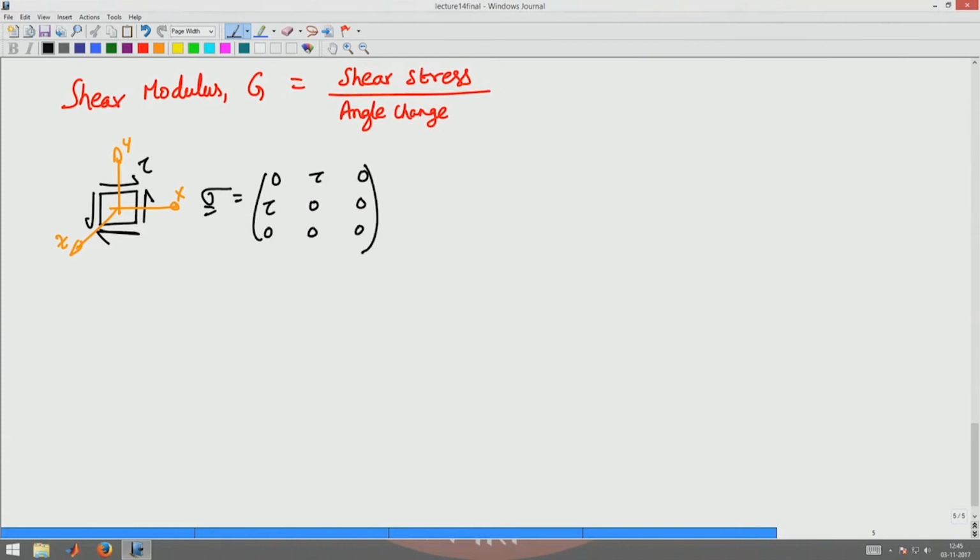Okay. Correspondingly, we want to find what the strain is from the constitutive relation. You observe that the trace of sigma in this case is 0. So, the strain becomes 1 by 2 mu times sigma, which is 0 tau 0, tau 0 0, 0 0 0.